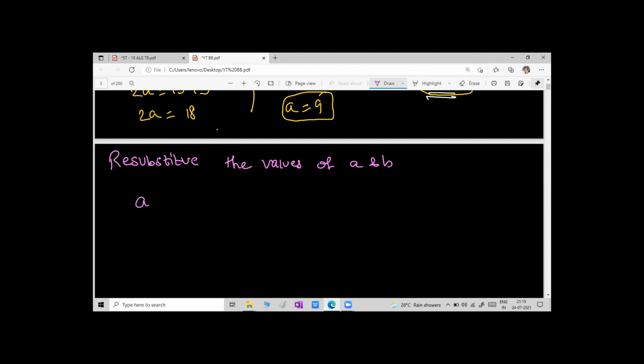What did I assume the value of a? I assumed it as 1 upon x. What did I assume the value of b? I assumed it as 1 upon y. What did I get as the value of 1 upon x? I got it as 9. What did I get as the value of 1 upon y? I got it as 1.